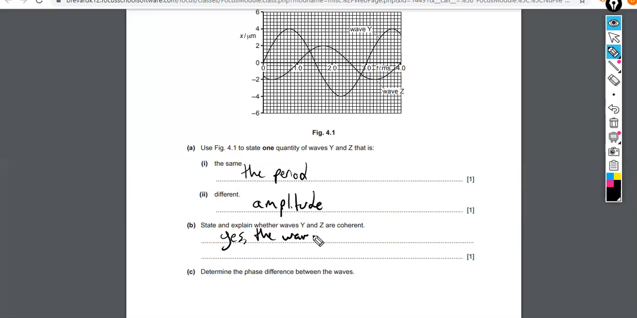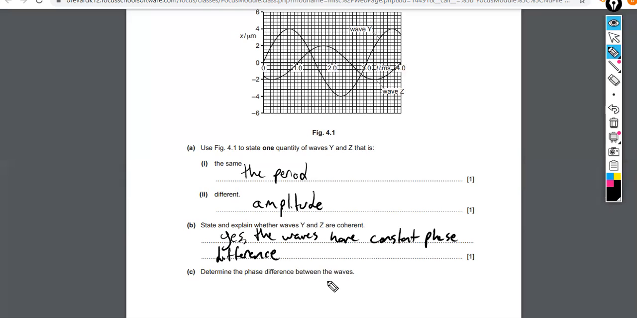Yes, the waves have constant phase difference. Now that doesn't mean that they're in phase, right? In other words, this wave is out of phase by 1 millisecond over the 3 millisecond period. It's out of phase by a third of the entire cycle. Okay, a third of 360 degrees, a third of 2 pi radians. But the difference is constant. Okay, that's the key. It doesn't mean that they're in phase, it means there's a constant phase difference. That's what it means for waves to be coherent.